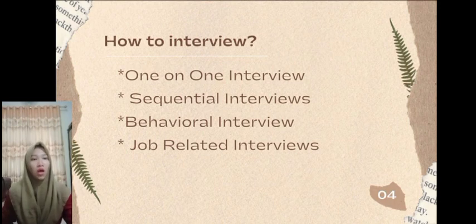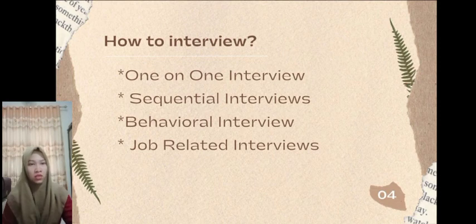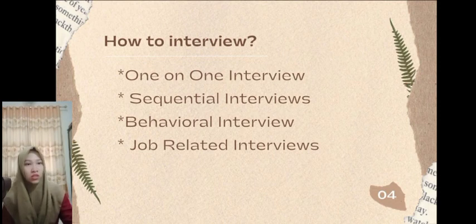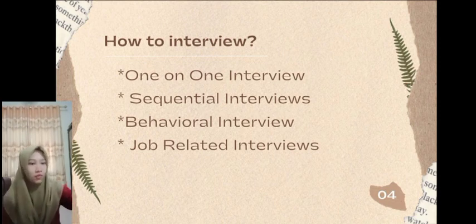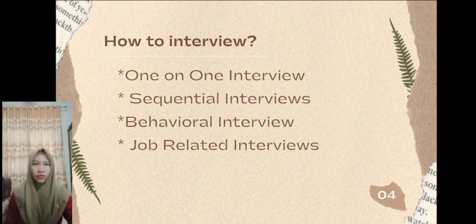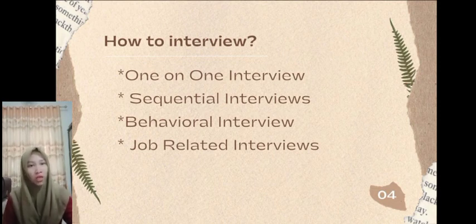Slide about how to interview. Step by step is number 1, one-on-one interview. Number 2, sequential interview. Number 3, behavioral interview. And number 4, job related interview. One-on-one interview: applicants are interviewed by only one interviewer. Two persons meet, one as the interviewer and the other as the interviewee.